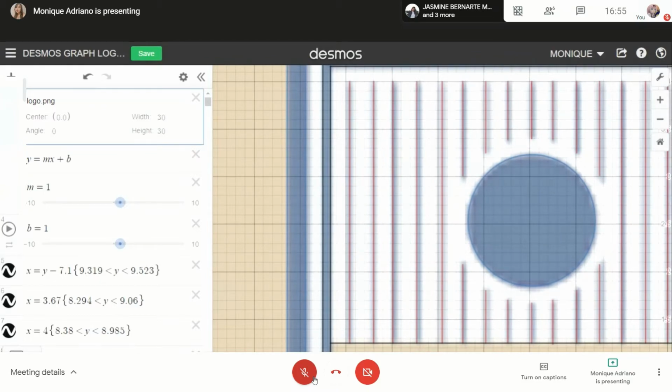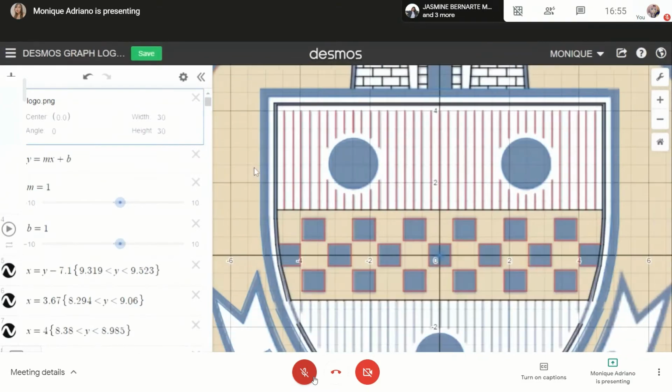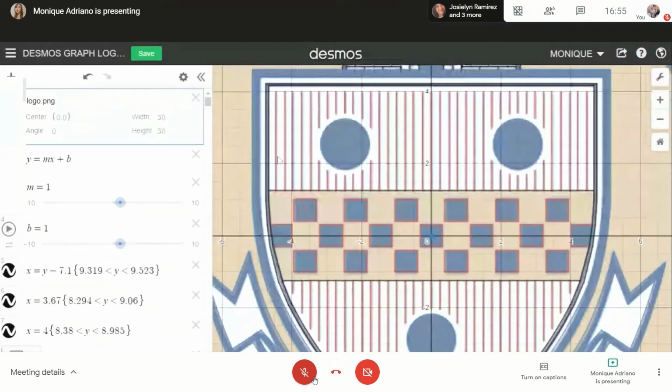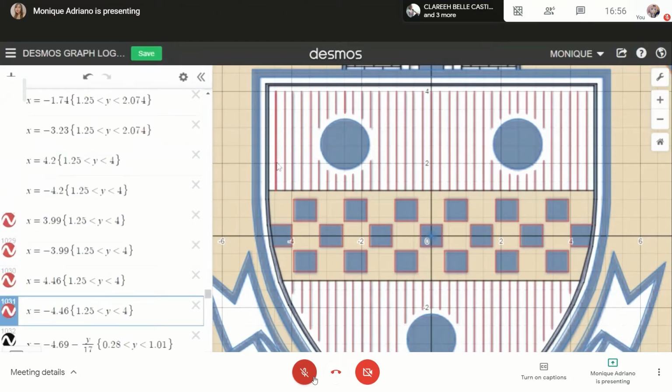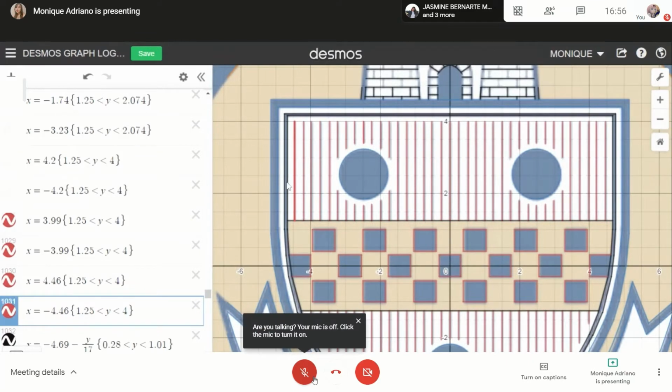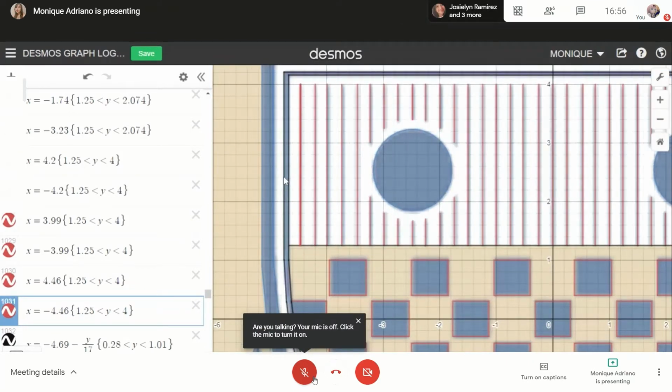Siyempre, except dun sa may circle. So, kahit yung box, consist lang siya ng vertical and horizontal line. So, example is yung unang guhit. So, yung equation ng guhit na to is x is equals to negative 4.46. Yung limitation niya is y is greater than 1.25 but less than 4.